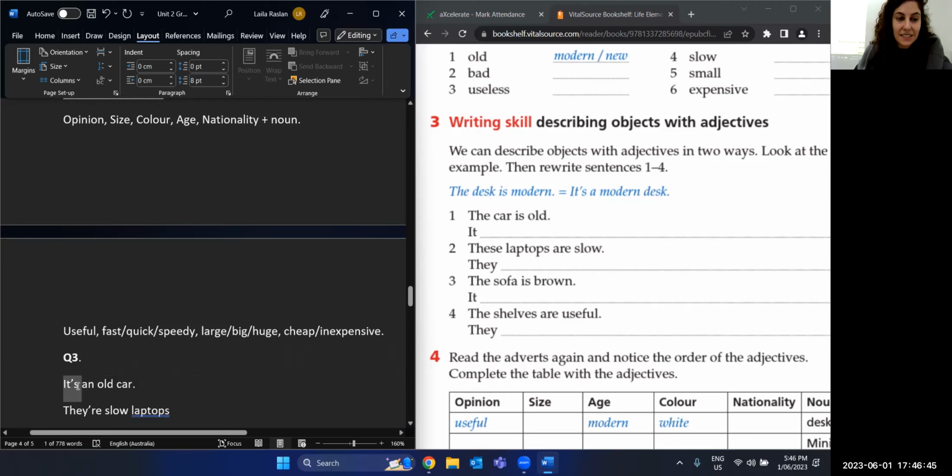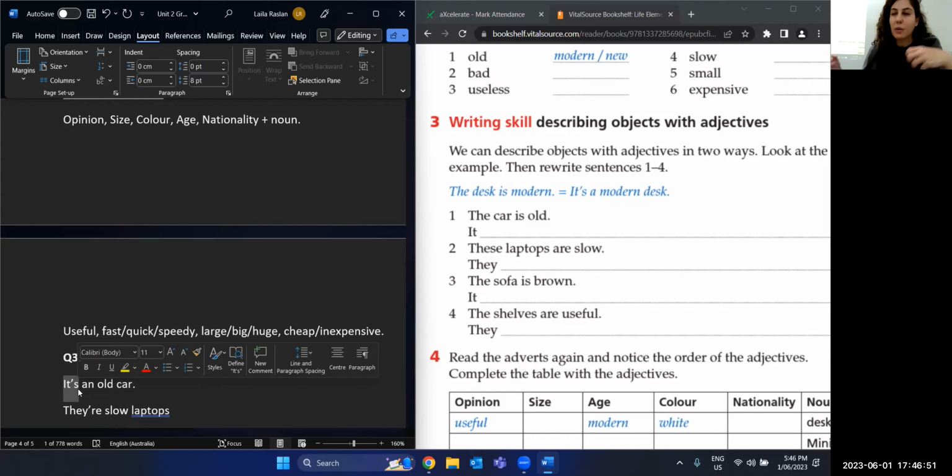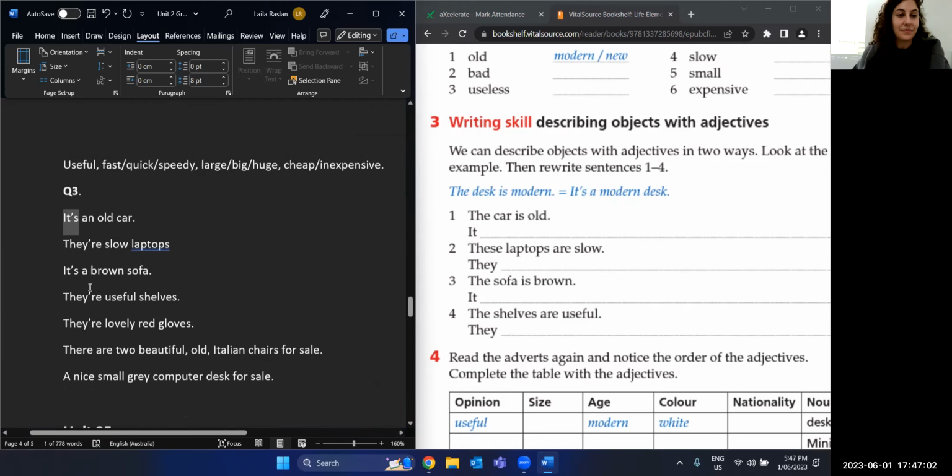So it is, and this is a contraction. We've put those two words together. So it's an old car. And we need to push our voice when we say an, or it will sound like a. So you can't be too quick. It's an old car. So an.